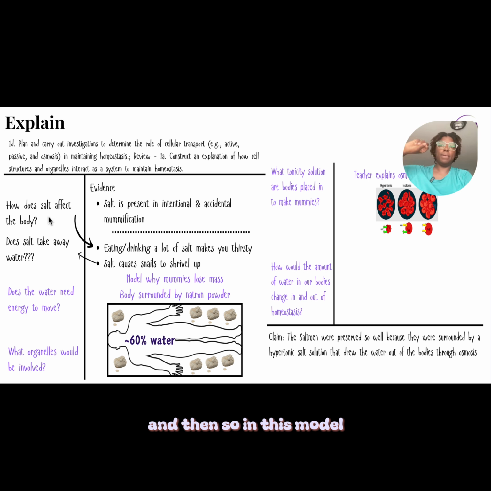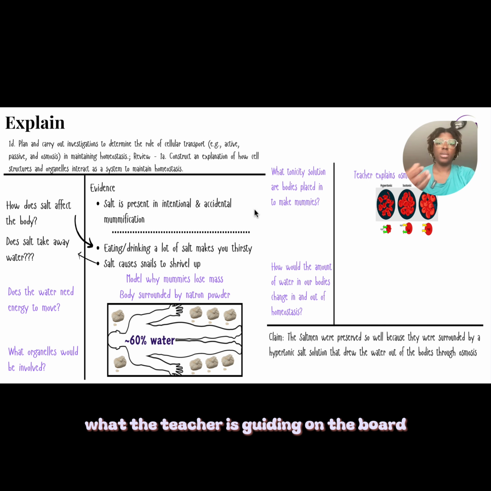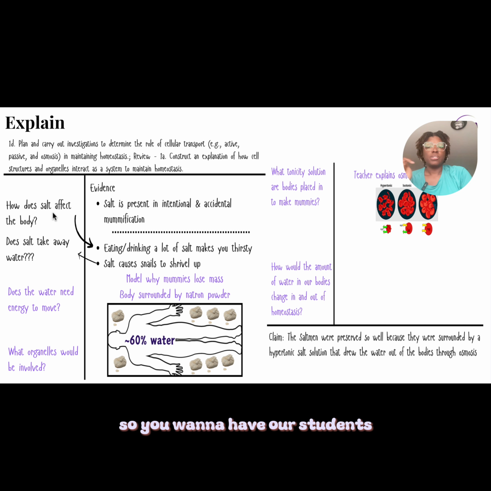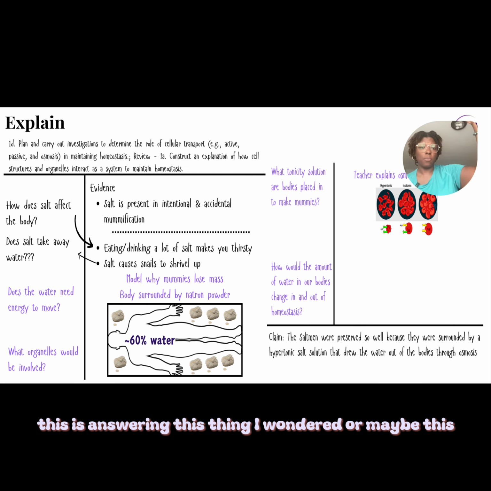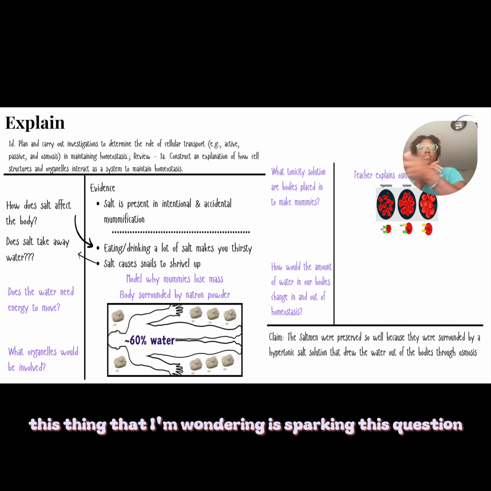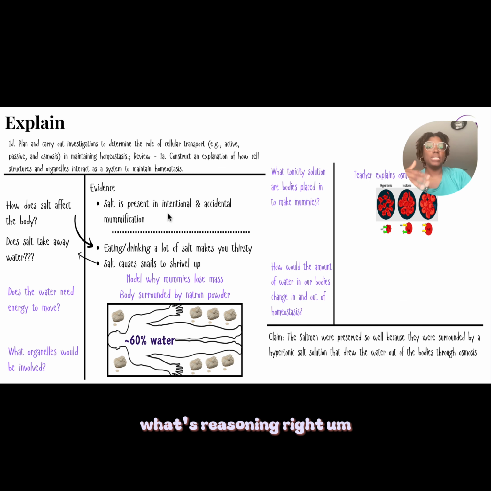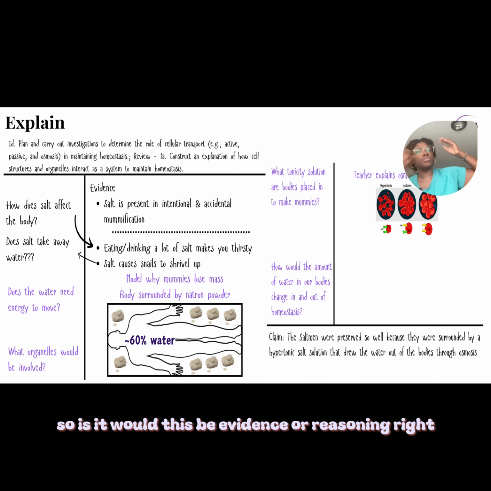So in this model, black writing would be student inputs and the purple writing would be what the teacher is guiding on the board. So we want to have our students' questionings and wonderings on our notes. This is answering this thing I wondered, or maybe this thing that I'm wondering is sparking this question. And we want to note what's evidence, what's reasoning, right? So like this question over here, does salt take away water? They're like, all right, so would this be evidence or reasoning, right?